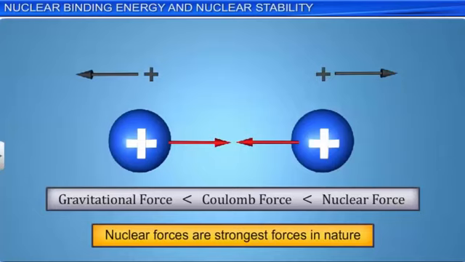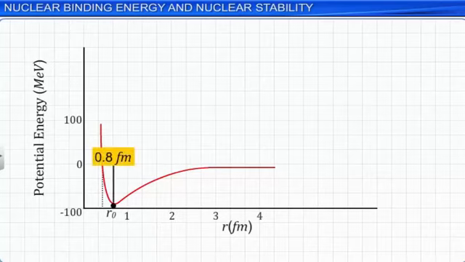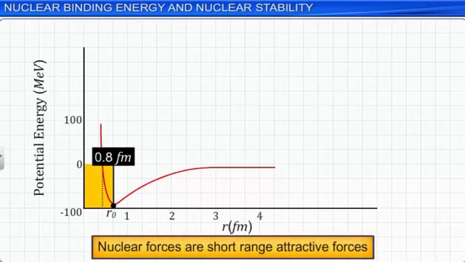Here is the graph showing a plot of potential energy between a pair of nucleons against their separation. It is observed that potential energy is the least for a distance r0 of about 0.8 Fermi. From the graph, we see that the potential energy is very high for r values less than 0.8 Fermi, which implies that the nuclear forces are very strong in that range. This force falls rapidly to zero as r value crosses 0.8 Fermi.